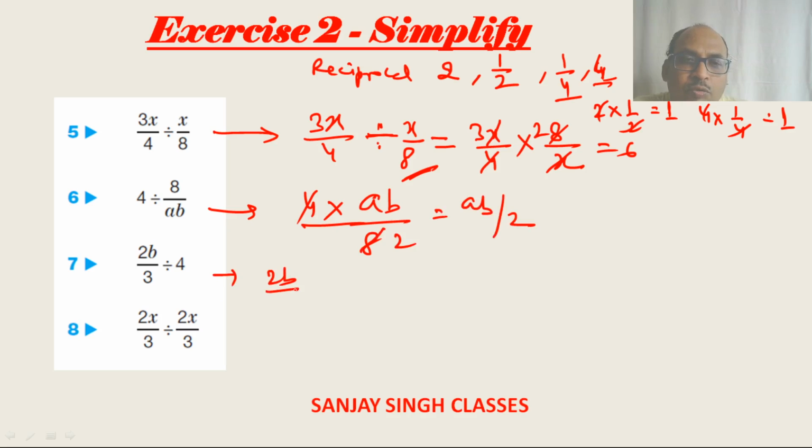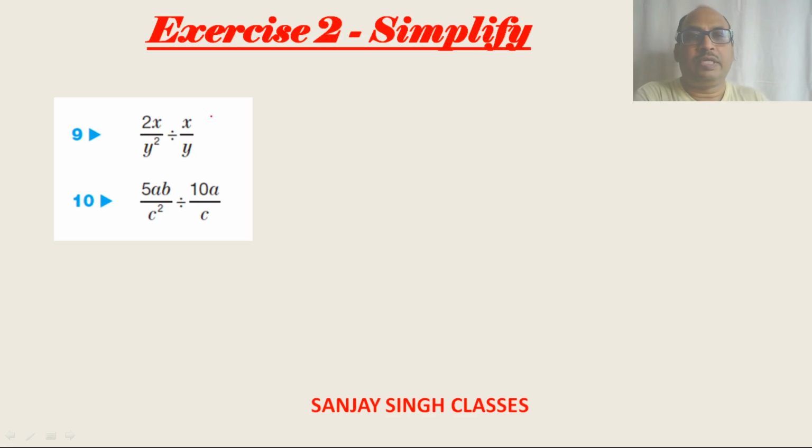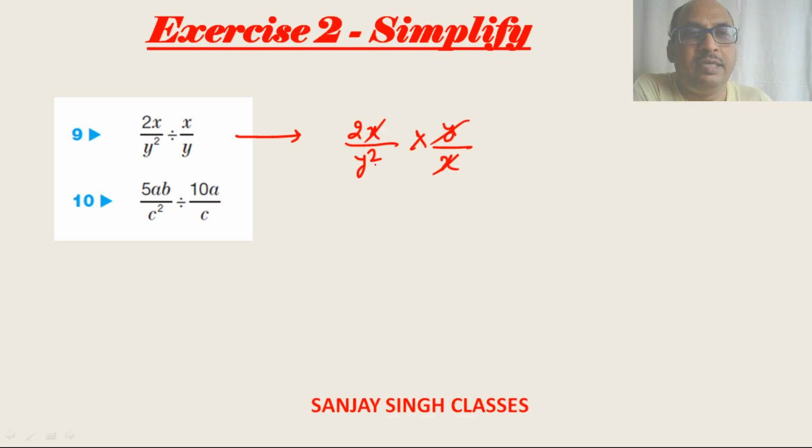Similarly this one 2b by 3 into 1 by 4. So 2 has got cancelled. So b by 6. This one 2x by 3 into 3 by 2x. Both have got cancelled. We have got 1. Okay. Now question number 9. 2x by y square into y by x. X has got cancelled. With 1y it will be cancelling, and our answer will become 2 by y.